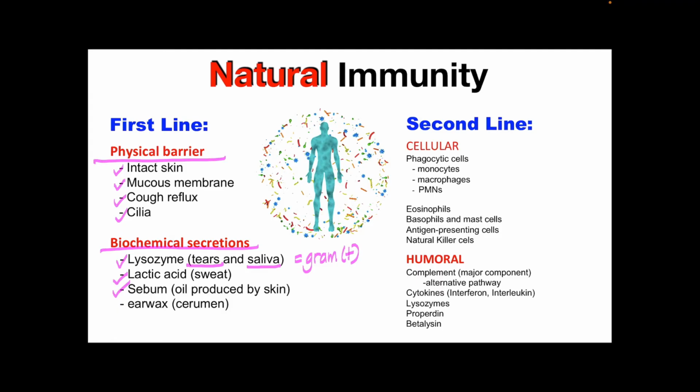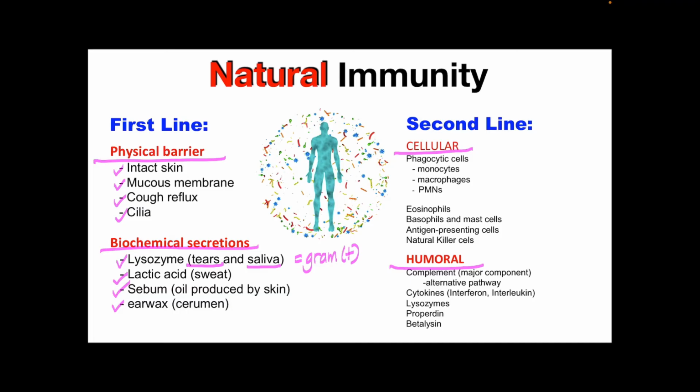Next one, we have the earwax or the cerumen. This one also has lubricating and antibacterial properties. And in addition to these biochemical secretions, we also have the alkalinity and acidity of fluids in the stomach and intestinal tract, and also the acidity of the secretions of the vagina. Next one, for the second line of defense, we have the cellular and humoral components.